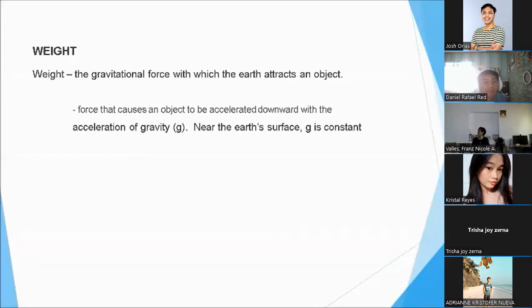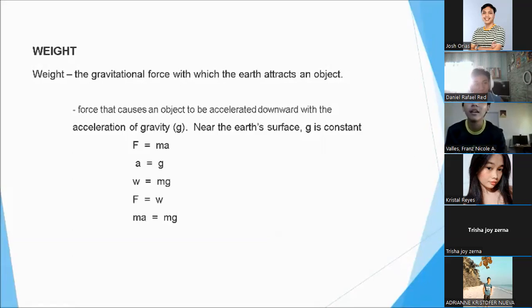Ayan. So kung dun sa second law, force F is the net force that will cause an acceleration A for an object of mass M. Now, dito naman, weight is the force, okay, that causes an object of mass M to be accelerated downward with the acceleration of gravity, that is G. Okay? And that is why near the Earth's surface, G is constant. And with that, let's take a look at these relationships.